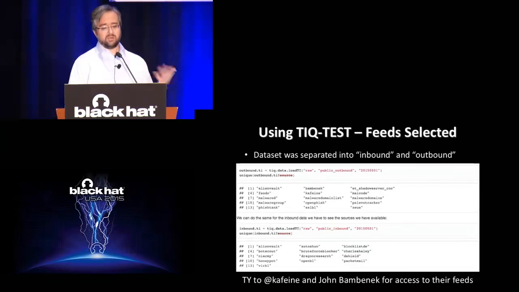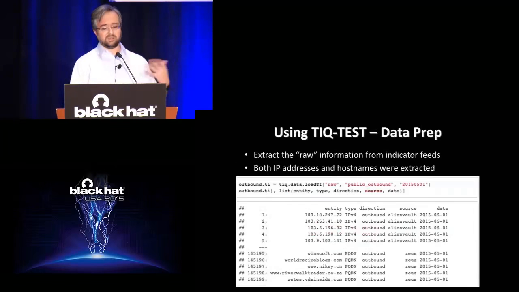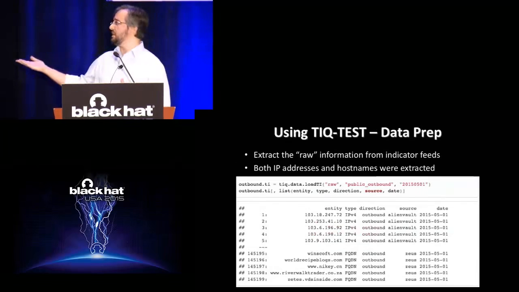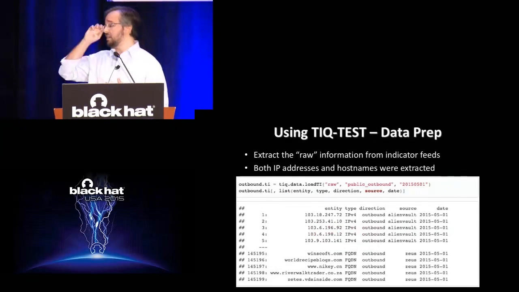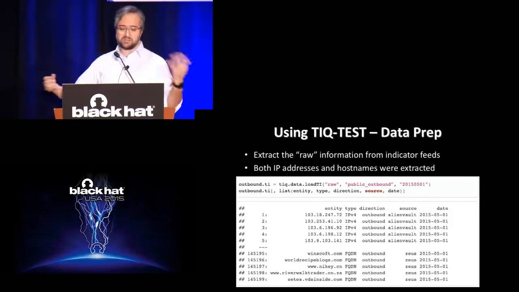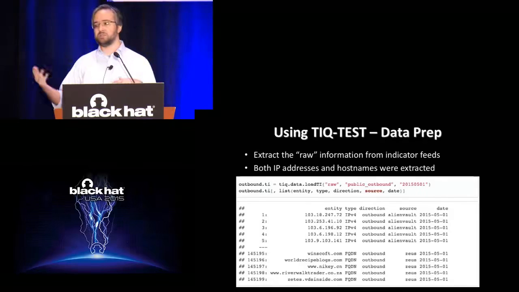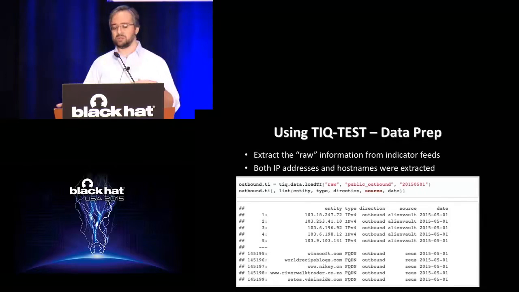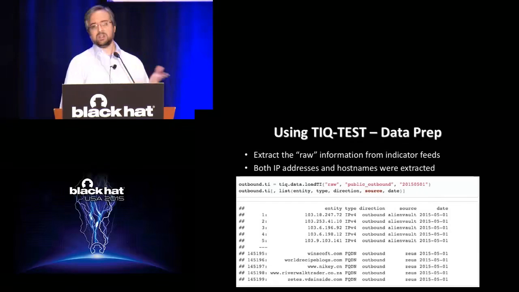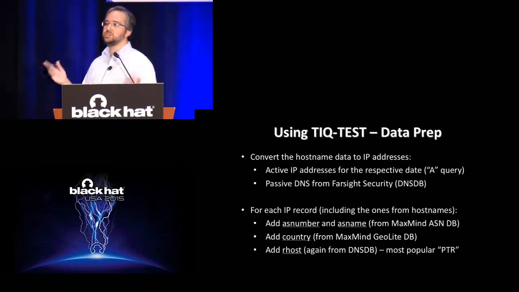Before we get started on the actual tests, this is what the data looks like. We have either an IP address or a domain name, what it's tied to, what the source of it is, and which date it was collected. We're calling this our raw data set, which is just what we got from the feeds, as is. And we have what we're calling an enriched data set.